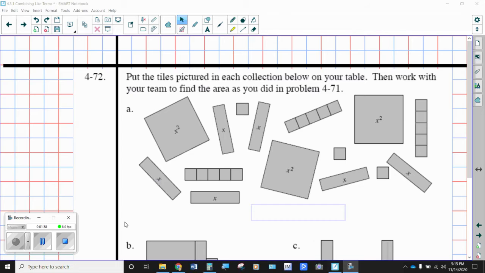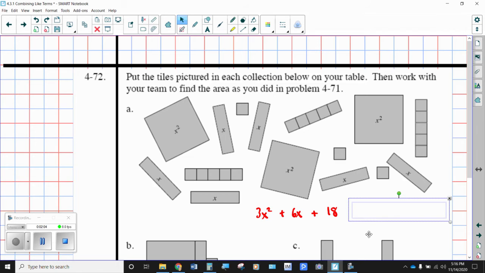All right, so you don't actually even have to really manipulate the tiles. You could just say, well, I've got 1, 2, 3 x squareds, right? So let's write that down. And then how many x's are there? 1, 2, 3, 4, 5, 6 total x's. So we would write that as 6x. And then how many ones are there? Well, we got 5, 10, 15, then 16, 17. Looks like a total of 18 of them to give you a total of 3x squared plus 6x plus 18.